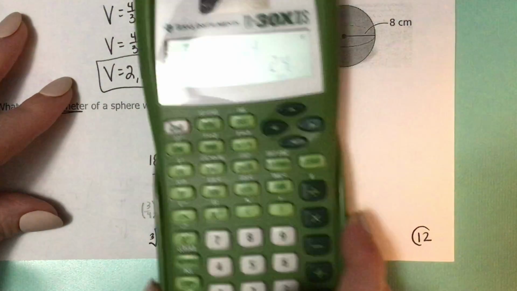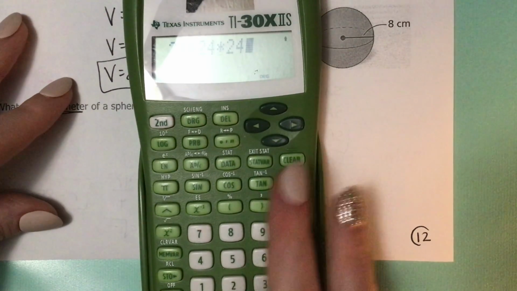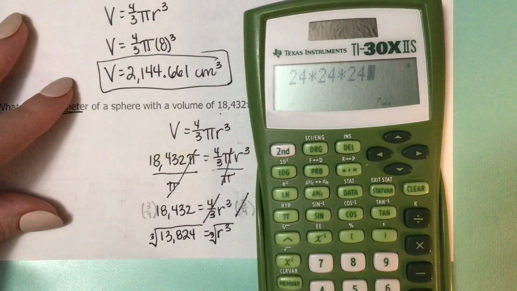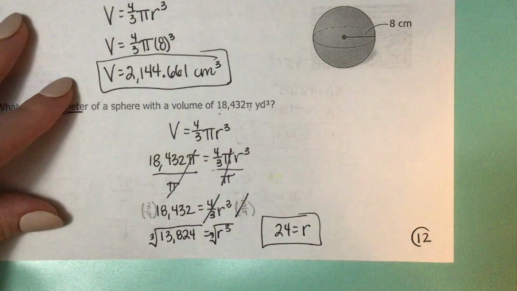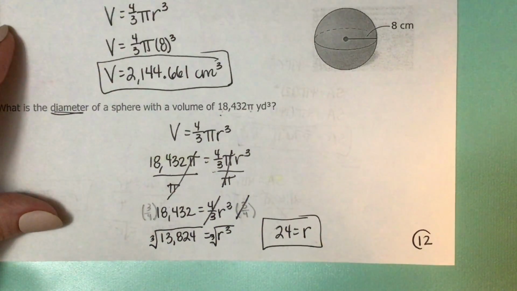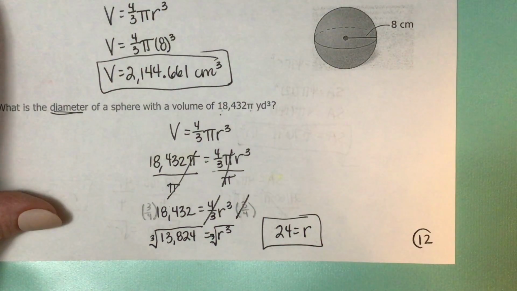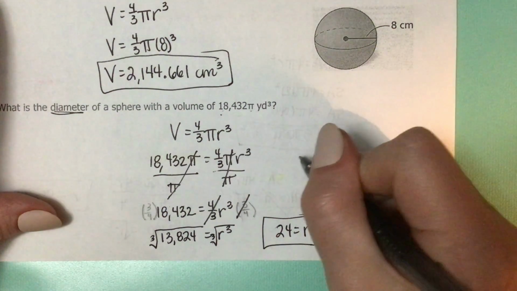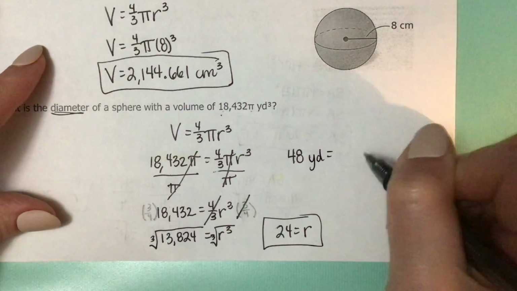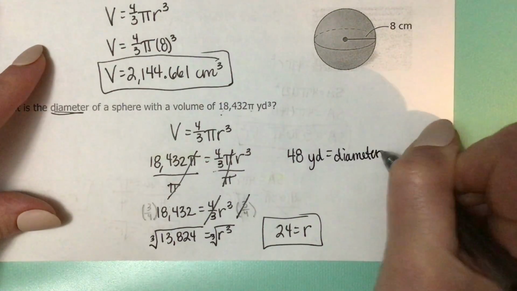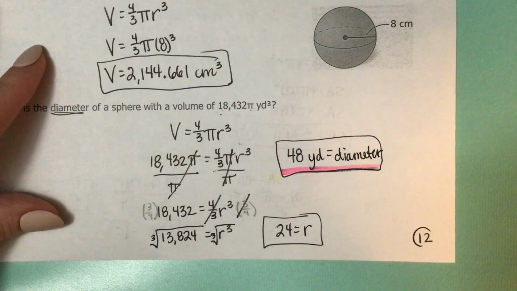Now, if you wanted to double check that, then you could say 24 times 24 times 24. So that's 24 multiplied by itself 3 times. We are getting this number right here. So that's a way that you can check and make sure that you typed it into your calculator correctly. So we now know that the radius is 24. However, we want the diameter. So radius is halfway across, diameter is going to be that doubled. So 48 yards is equal to the diameter. And that is our actual complete final answer. So I'll underline that just so you can see that's the actual answer.